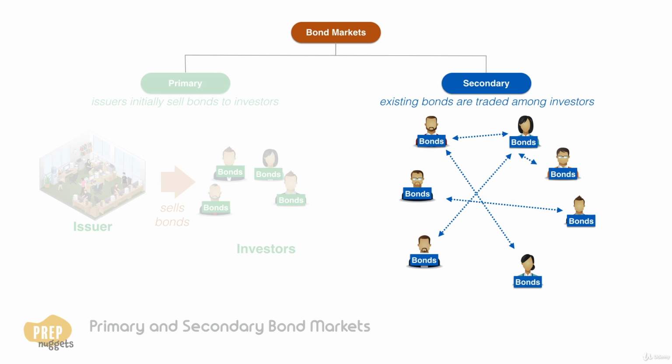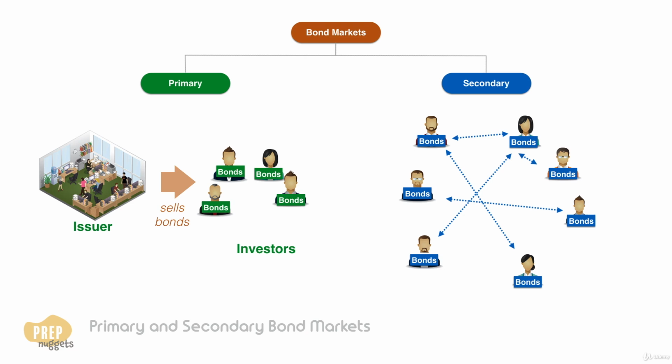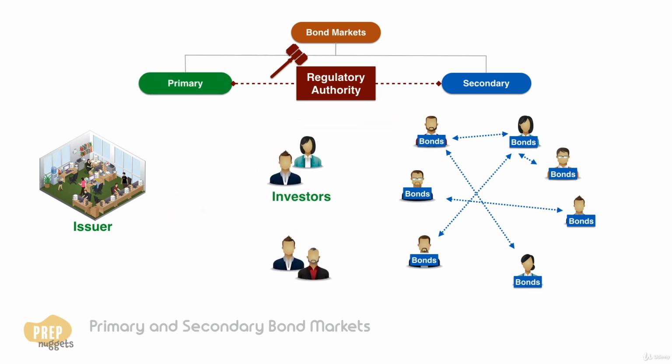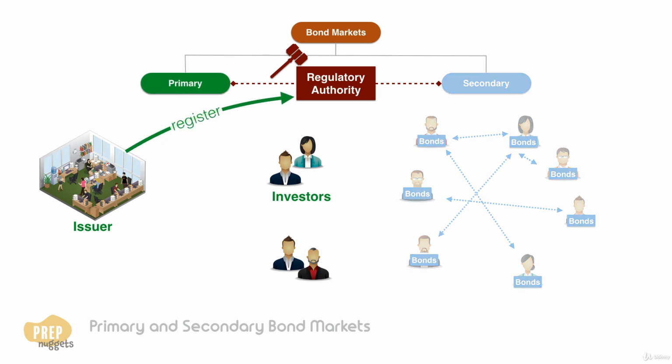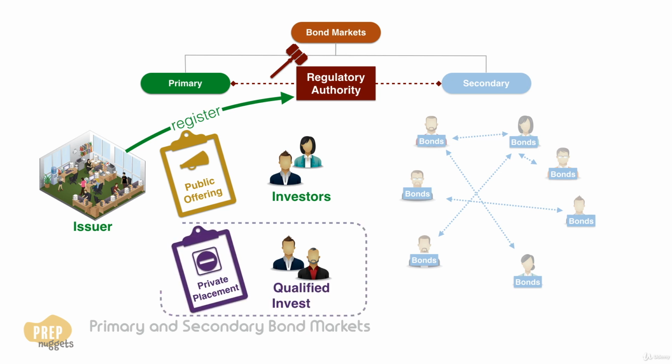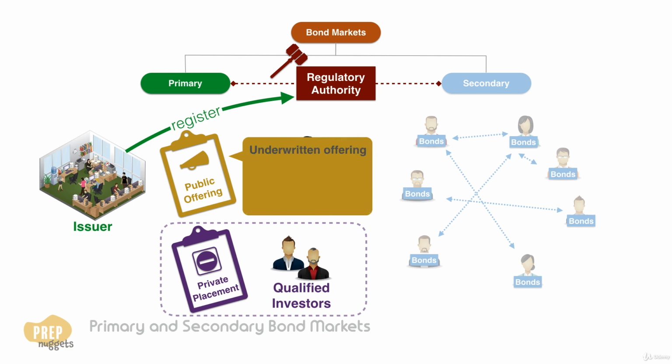Both primary and secondary bond markets are regulated by an established independent regulatory authority. The regulator is responsible for the structure of the markets and the credentials of market participants. In a primary market, issuers register with the regulators the bonds they wish to issue. They can be marketed as a public offering or sold only to qualified investors as a private placement. Public offerings can be in the form of an underwritten offering, best efforts offering, a shelf registration, or an auction.